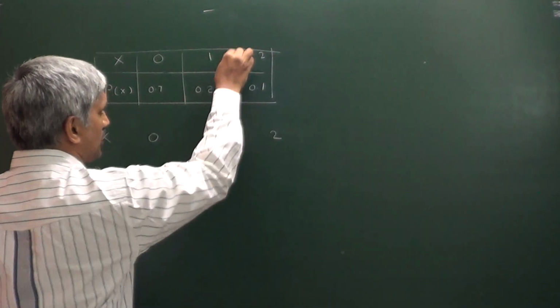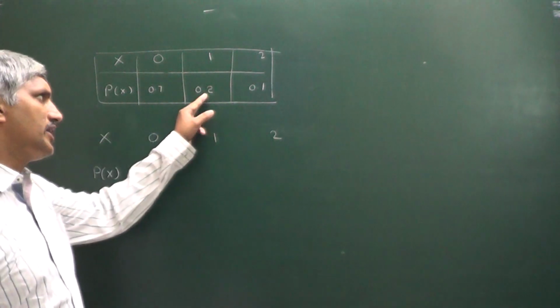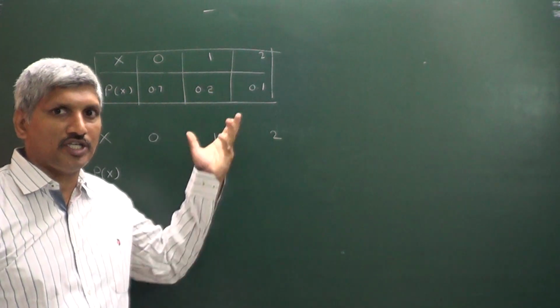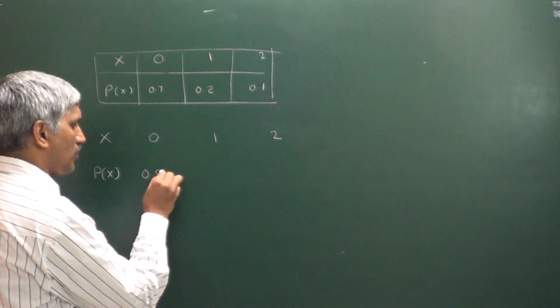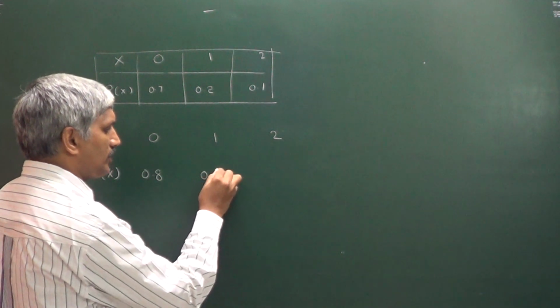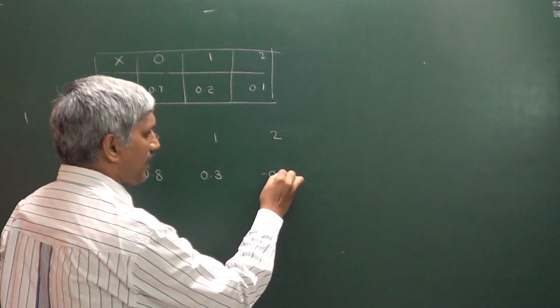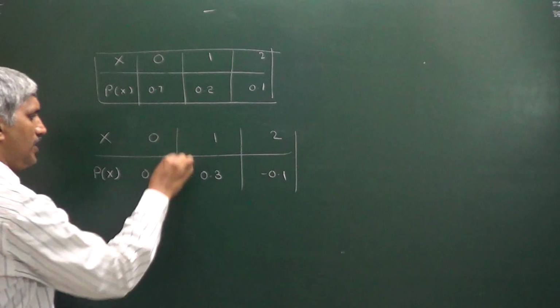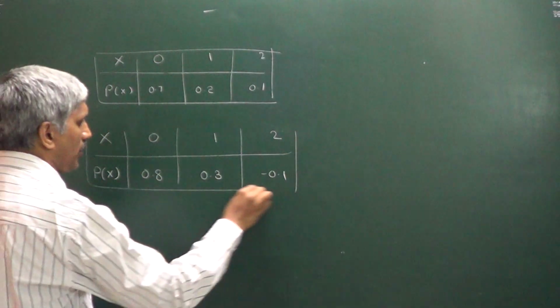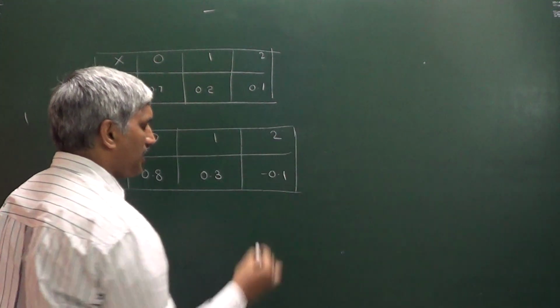The reason is, you can observe the sum of the probabilities we are getting is 1. So it is a possible probability distribution. Here they have given 0.8. Next, here they have given 0.3 and here -0.1. Is it a possible probability distribution or not? No, it is not a possible probability distribution.